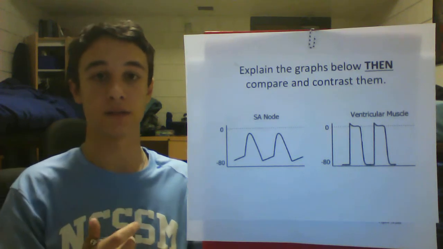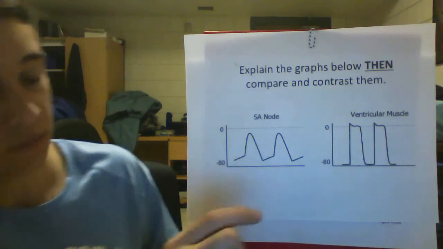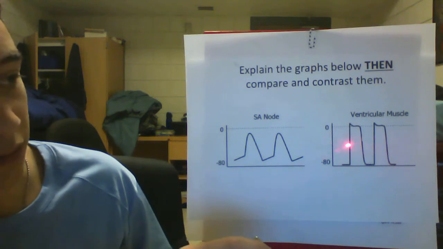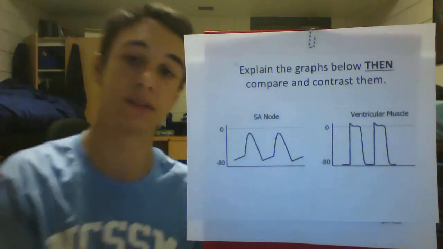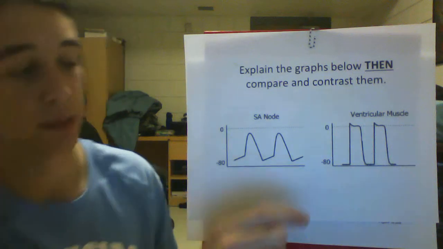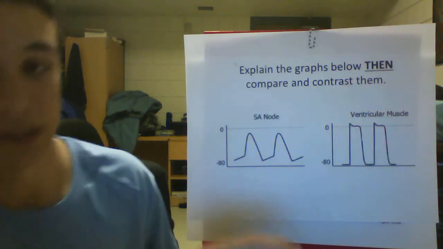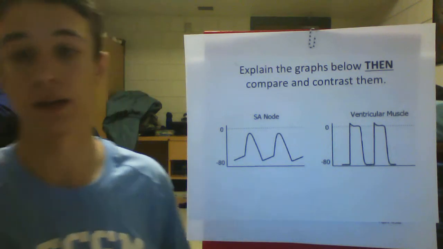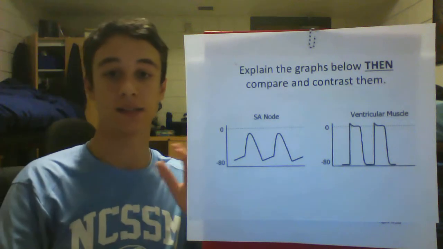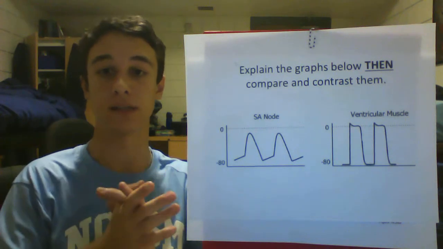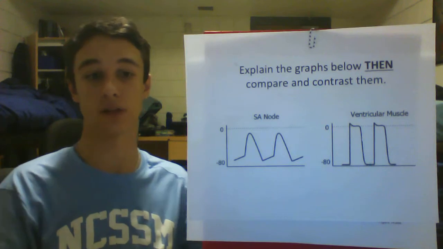And then the third and final difference is that the ventricular muscle here uses voltage-gated calcium channels to allow for a plateau at this particular membrane potential. And that's, again, because of the necessity for sustained contractions of the ventricular muscle.